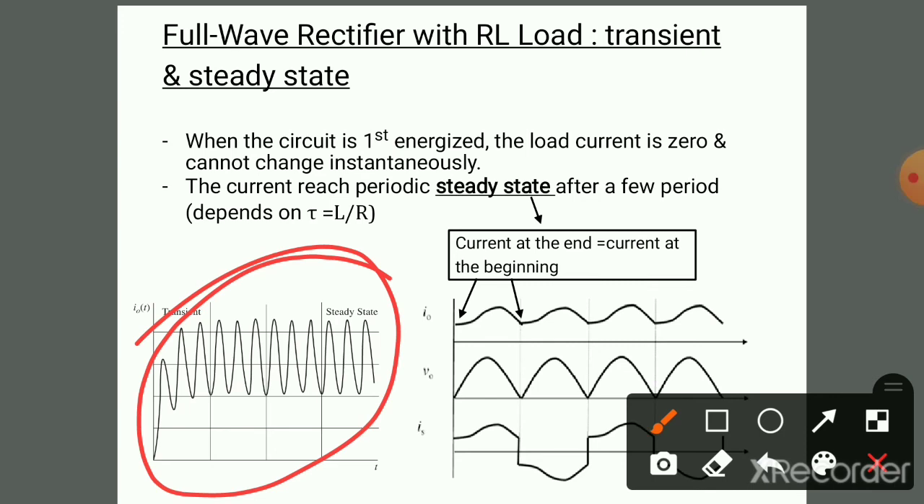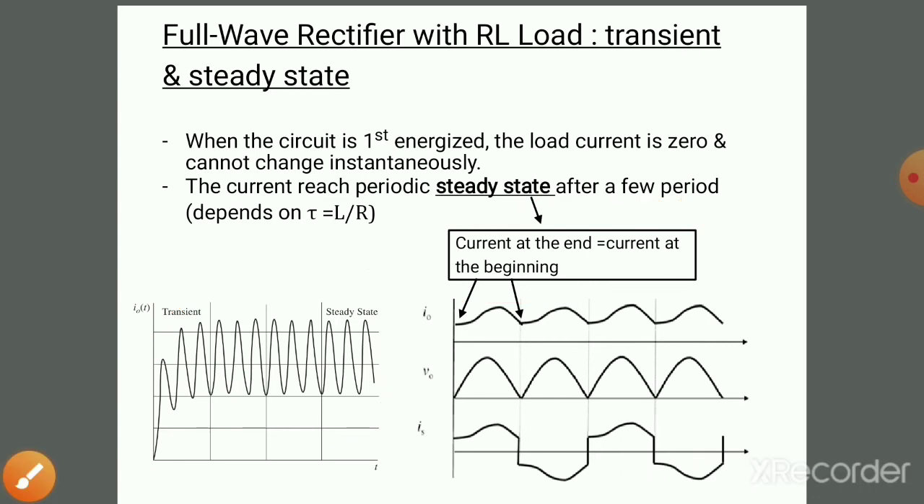The current at the end of the process and at the beginning of the period remain the same. So in the steady state operation of the rectifier, the current at the end is equal to the current at the beginning when your rectifier is operating in the steady state mode.